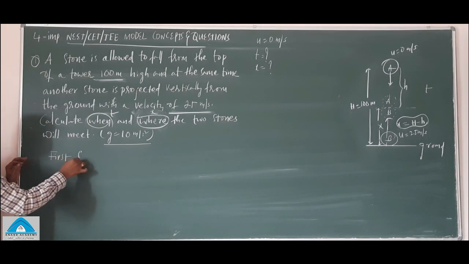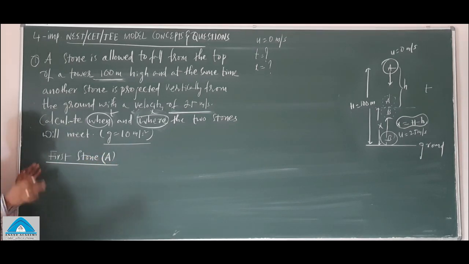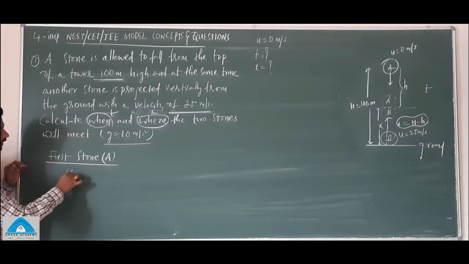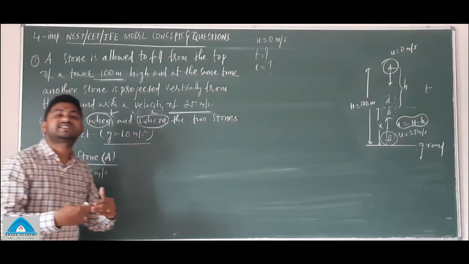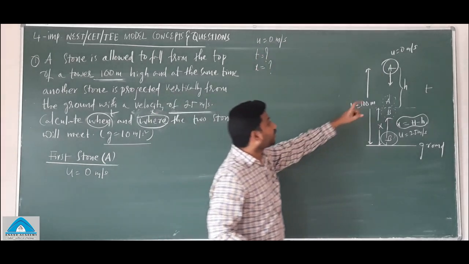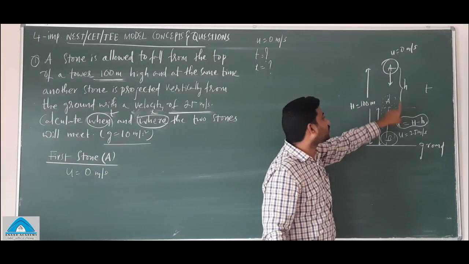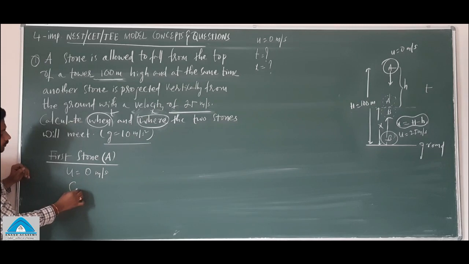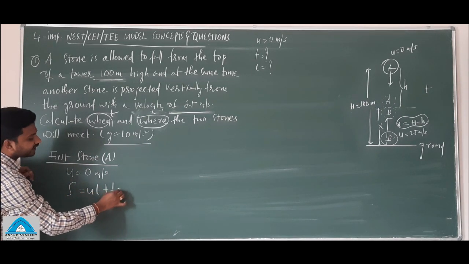Concentrate on the first stone. First stone is A. As it is freely falling, initial velocity is 0 meters per second. It is traveling the distance called h to reach the second body. So I am using the concept S is equal to ut plus half at square.